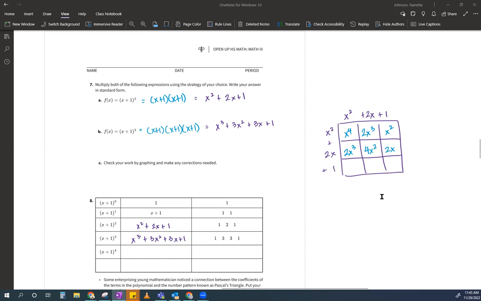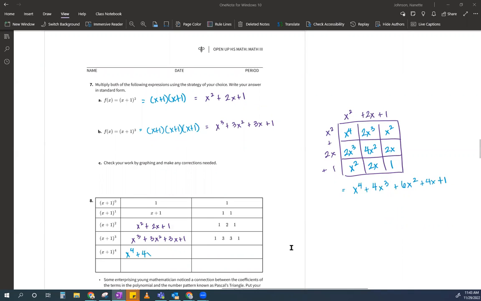So then I'm going to add all these together. So my final answer is going to be x to the 4th plus 4x cubed plus 6x squared plus 4x plus 1. Can you guys check my math really quick? I'm 99% sure that I'm correct, but I want to make sure. You guys are always checking my answers. I appreciate that very much. Plus 6x squared plus 4x plus 1.